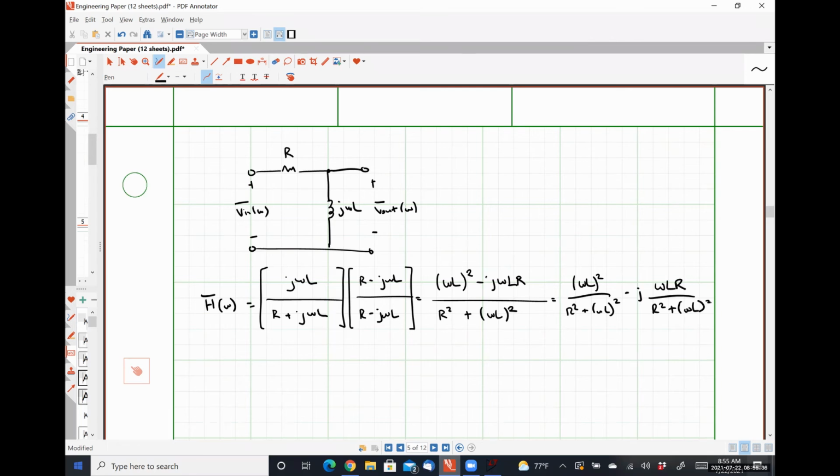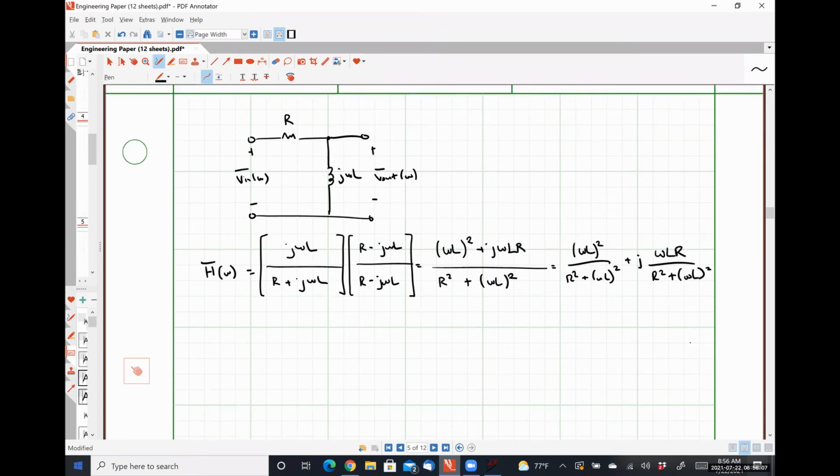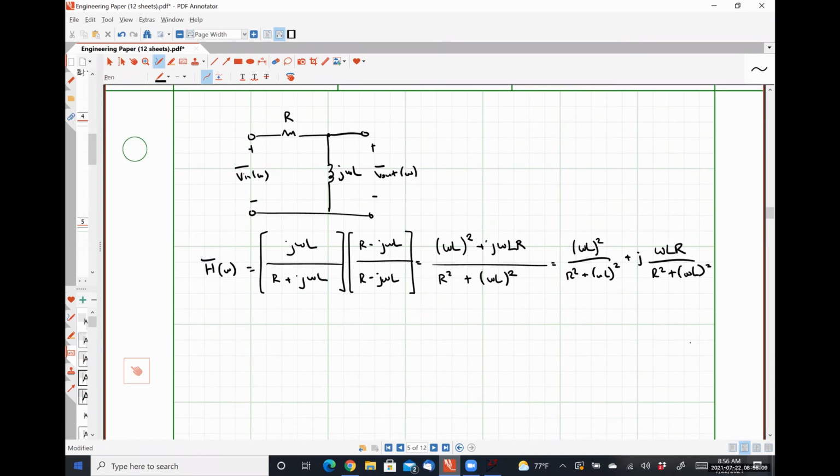Let me make sure I did my algebra here correctly. So j times a negative j gives me positive 1, so that's where that comes from, and then I have j omega L R. Actually, that should be positive, because j omega L times R should just be positive j omega L R. Yeah, okay. In the grand scheme of things, that wouldn't have made any difference whatsoever, because we wind up squaring and square rooting everything and getting rid of all those signs, but it doesn't hurt to be correct from the get-go.